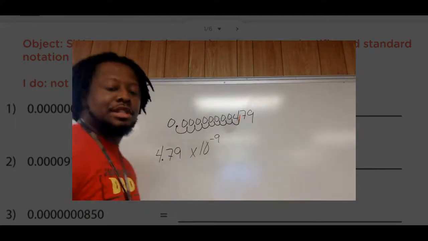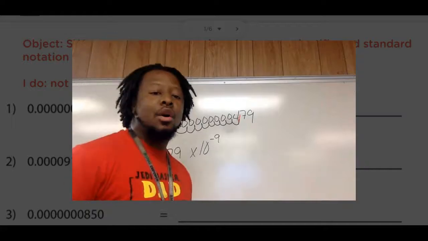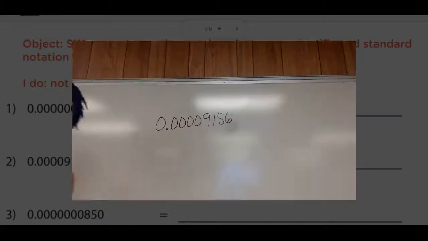Any questions? Now that was simple, that was real easy. So let's take a look at our next example. Next example is on the board. So what do we need to do?